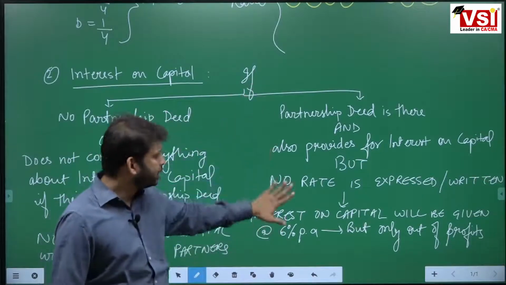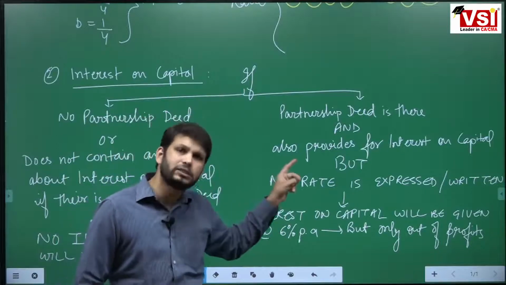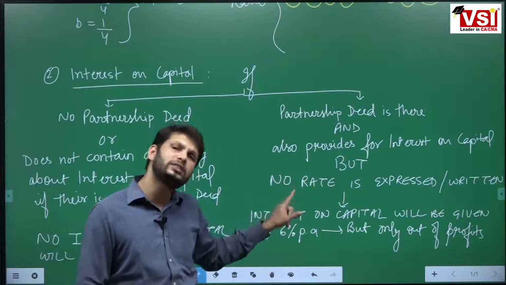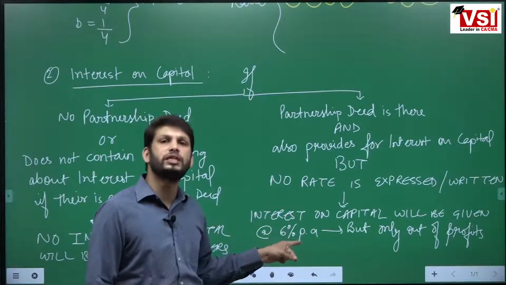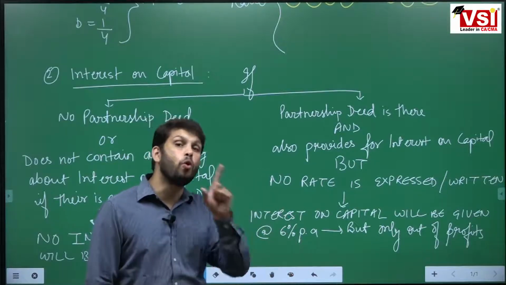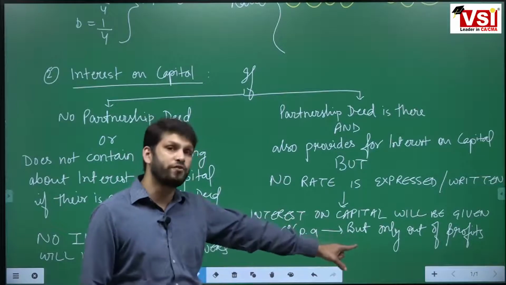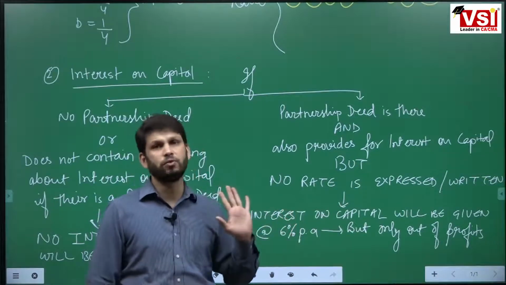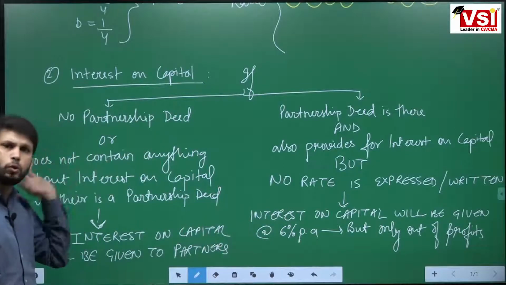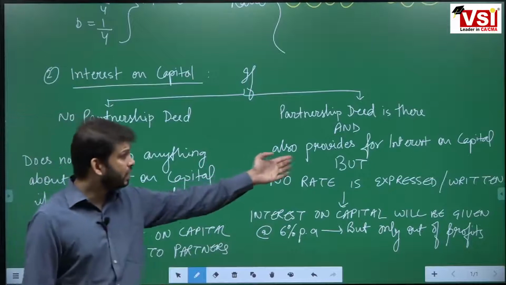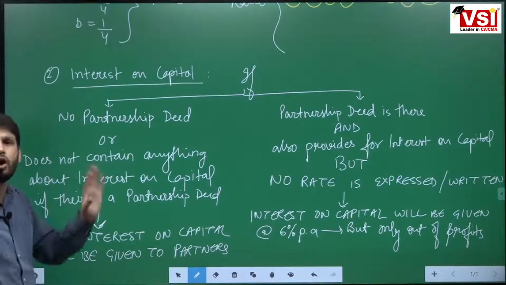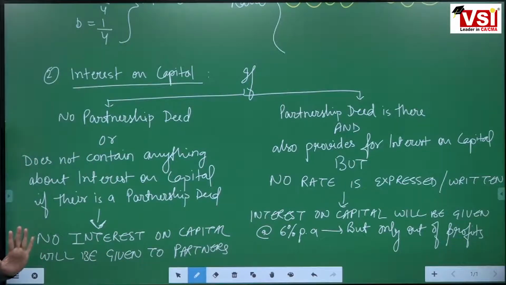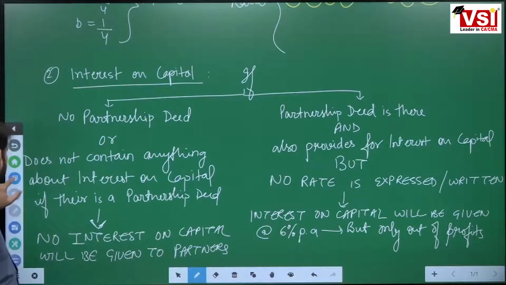But if all these conditions are satisfied, there is a partnership deed, it does mention that interest on capital is to be given, but they did not write any rate of interest, then interest will be given at a rate of 6% per annum. This 6% will only be given if there are profits. If there are losses, then this 6% will not be given. And when either there is no partnership deed or there is a deed but they just forgot to mention anything about interest on capital, then no interest on capital will be given to the partners. Got it? Let us move on to the third rule.